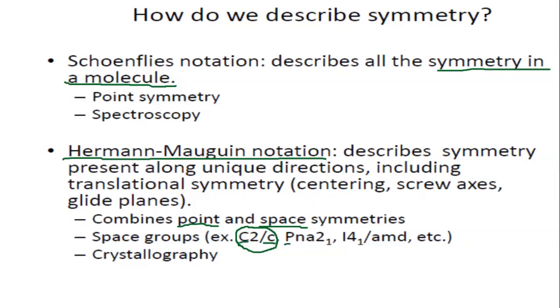So if it's capital C, it's C-centered. Capital P is primitive, which is the center is at the origin. And capital I is body-centered, just to give you a few examples. So always listed first is the centering, and then you have the symmetry elements. And since C2/c is monoclinic, everything is around the B axis. So this twofold rotation is parallel to the B axis. So we have a twofold parallel to the B, and then we have a C glide perpendicular to the B axis.